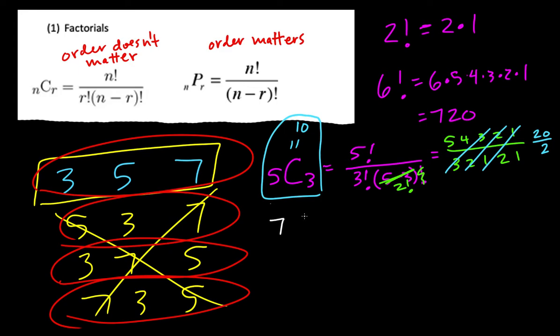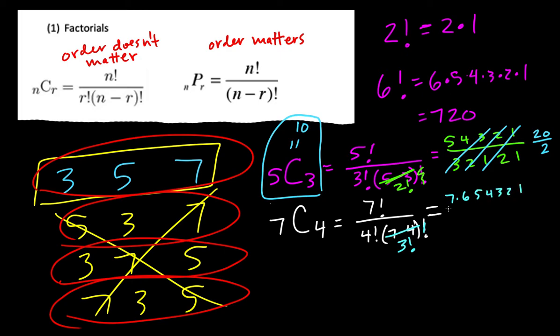Okay, now let's try 7C4. So the first one goes on top, 7 factorial, 4 factorial, 7 minus 4 factorial. Once again, I just use this formula. The first number is n, the second number is r, and I replace those values. This becomes 3 factorial. On top, I go 7, 6, 5, 4, 3, 2, 1. The 4 factorial gives me 4, 3, 2, 1. And the 3 factorial gives me 3, 2, 1.